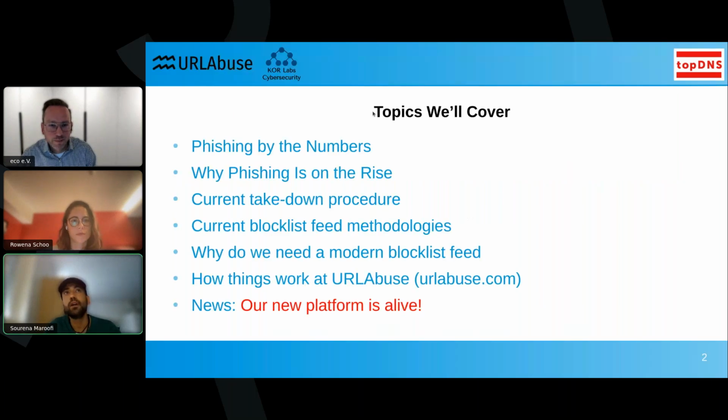The topics that we will cover today. So we are going to talk about phishing statistics a little bit. We are going to show some statistics related to different organizations and institutions, and then we're going to ask the question, why is phishing on the rise? Then we're going to review the takedown procedure together, and then go a little bit deeper into the methodologies of the blocklist feed. And I'm going to discuss a little bit about a modern blocklist. So what is the definition of a modern blocklist? What is the difference between different types of blocklist? And a little bit about how URLAbuse works at the end of the presentation.